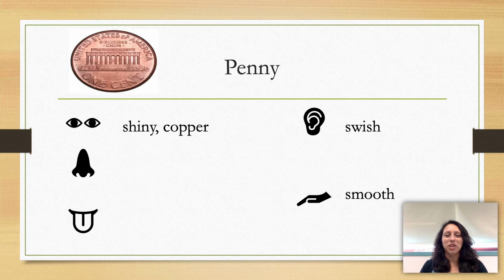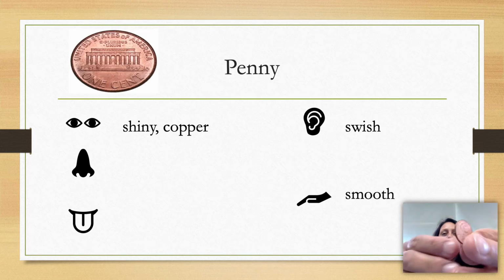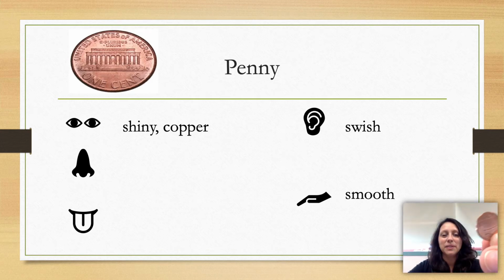The next object is a penny, and I have a penny right here. I don't know if you can see it so well. There we go. And when I look at the penny, I notice that it's shiny, and it's a copper color, and here's the back of the penny. How would you describe the penny? What words would you use?